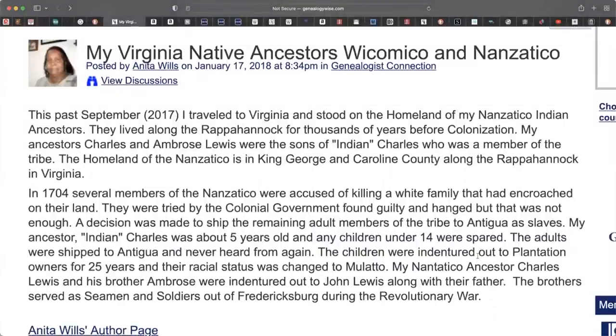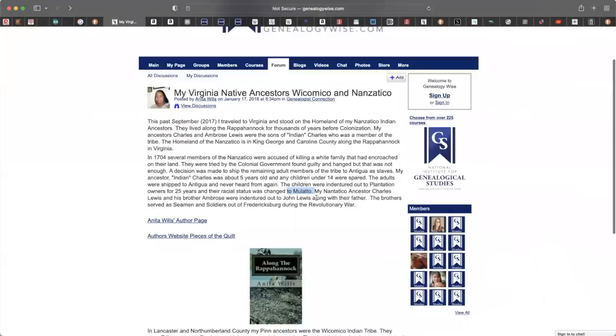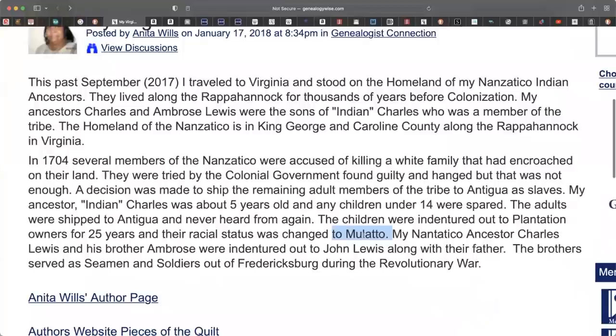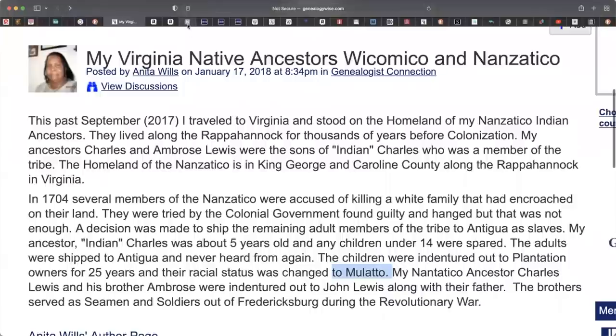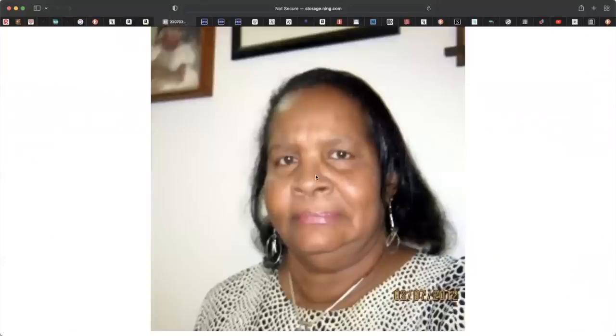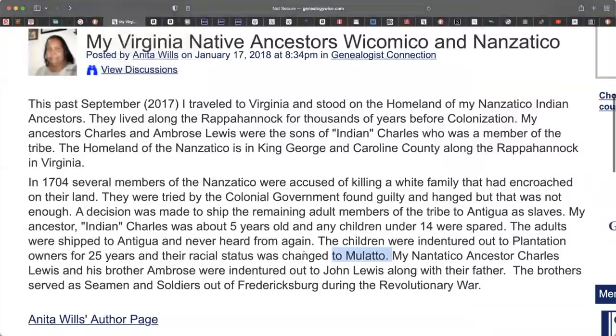The children were indentured out to plantation owners for 25 years, and their racial status was changed to mulatto. Again, to what? To mulatto. Who? Indians. 100% full-blood Indians being classified as mulatto. Who's telling you this? A direct descendant. She's done the work. She knows her genealogy. She knows the history, guys. They were changed racially. They were declassified. They got tagged mulatto.